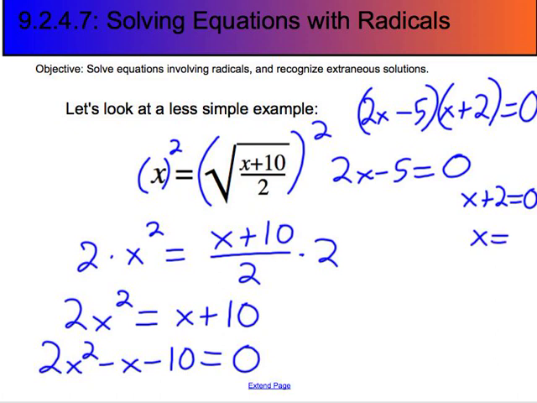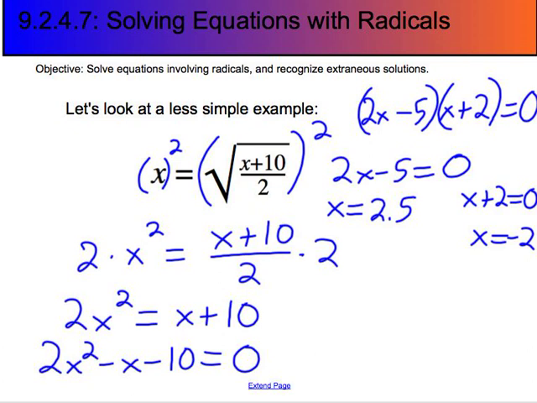So the easier answer is x equals -2, and the other one, if I add 5 to both sides, then divide by 2, I'm skipping that up here, but I end up with 2.5. So now those are my two answers, but I have to go back and plug them in and see if they do indeed work. So I'll start with 2.5.